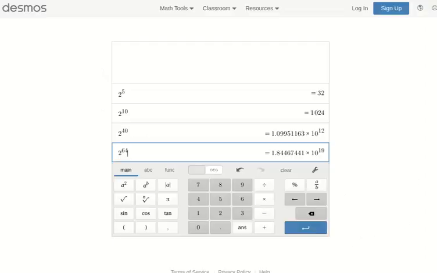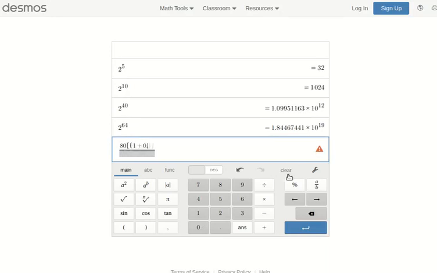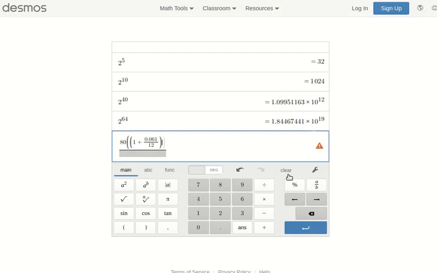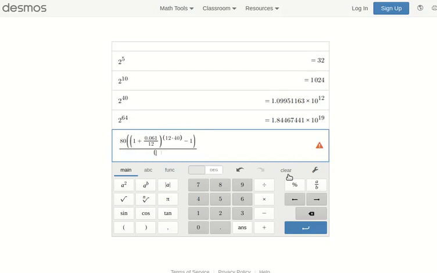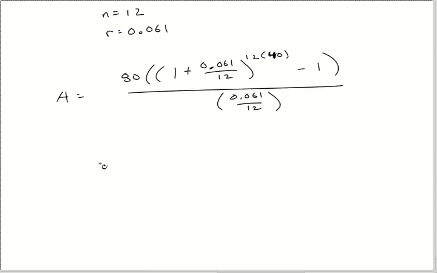Calculator. Definitely calculator. So I'm going to go back to Desmos here and let's put that in. So we have a big fraction, an 80, open, 1 plus 0.061 divided by 12, all to the power of 12 times... Oh, you see it? Did you see it? Desmos doesn't like it when you do that. So instead, I'm going to use parentheses, 12 times 40, and then it's okay with all of it in the power. In the bottom, I'm going to use a set of parentheses just in case. 0.061 and then divided by 12. And that is your amount in the account at the end of 40 years.